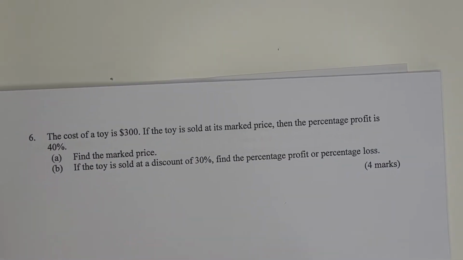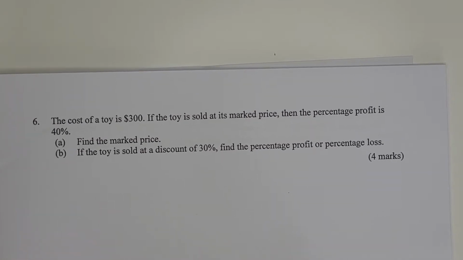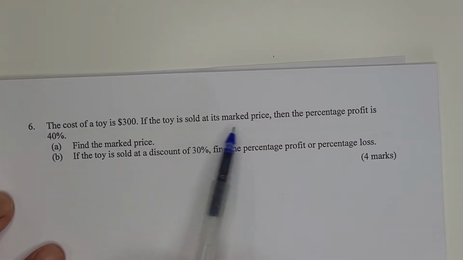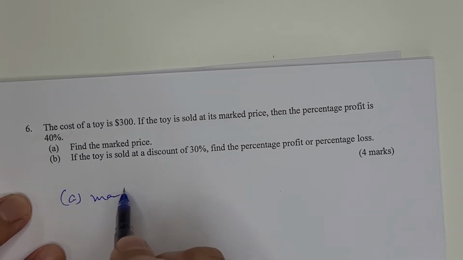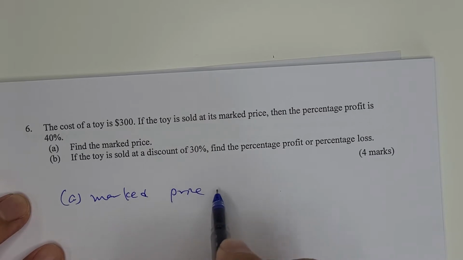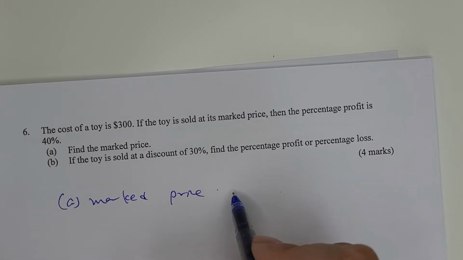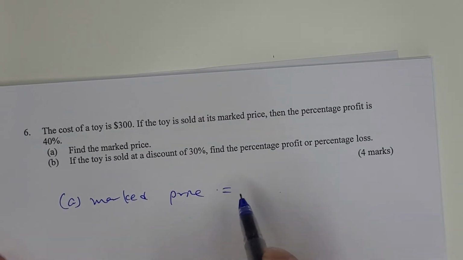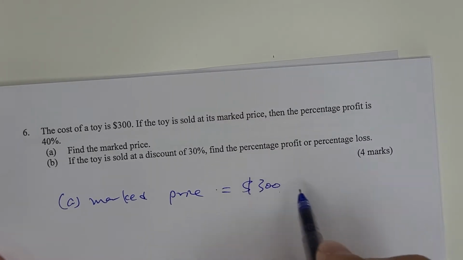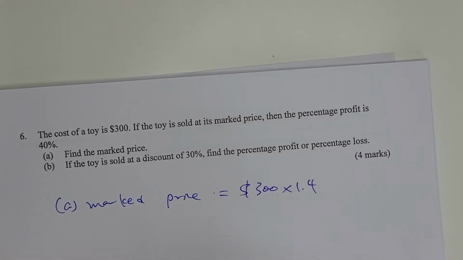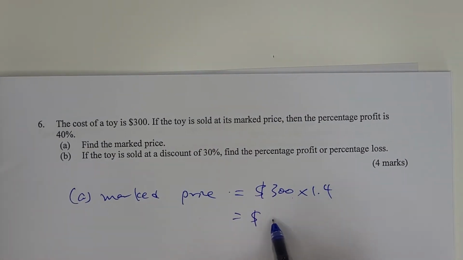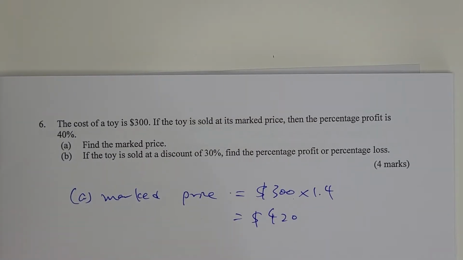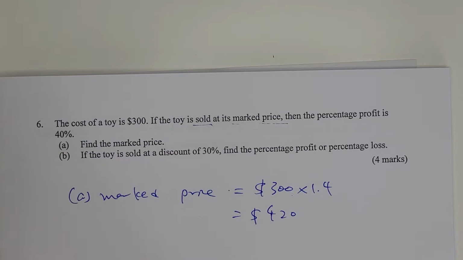The cost of a toy is $300. It's sold at this mark price. The percentage profit is 40%. So find the mark price. The mark price would be $300 multiplied with 1.4 because it gained 40%. So it is 420. It is the mark price and also the selling price, okay? Because the toy is sold at its mark price.